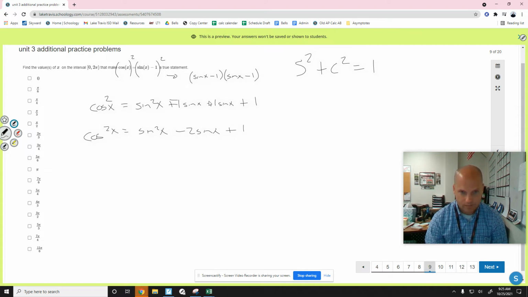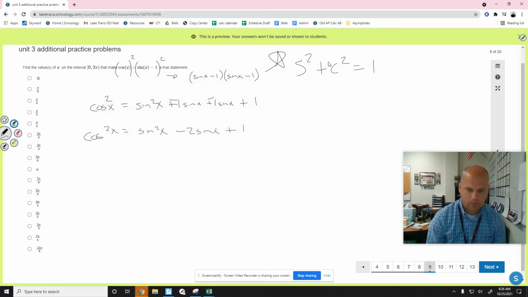I add these negative 1 sine x's. Great. But now, Mr. Messner, I still have cosines and sines. What do I do now? Now we are ready to use my friend, sine squared plus cosine squared equals 1. I have a bunch of sines. Let's just get rid of this cosine and rewrite it in terms of sine. But how do I do this?